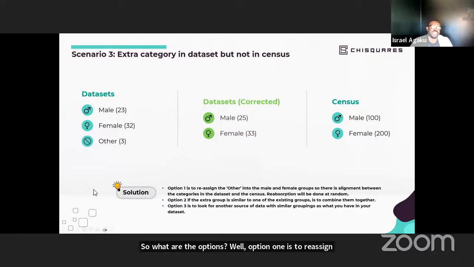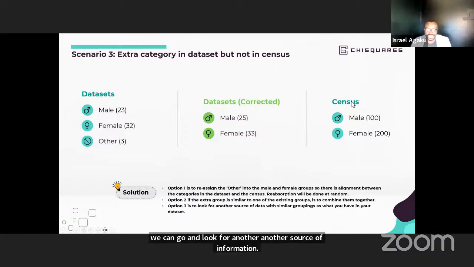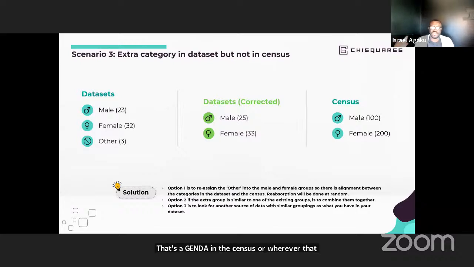Option two is we might say, okay, it's female/other. Maybe the other category is very similar to one of those two groups, so we can just combine that other with one of those categories. Or option three is that we can go and look for another source of information that categorizes gender in the census, or wherever that information is coming from, as male, female, or other. One way or the other, something has to give, right? So the two categories must be identical before you can weigh.